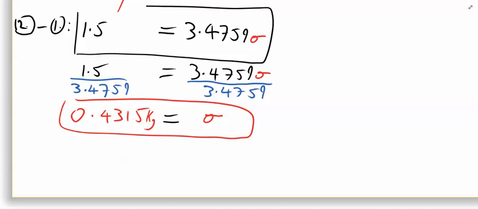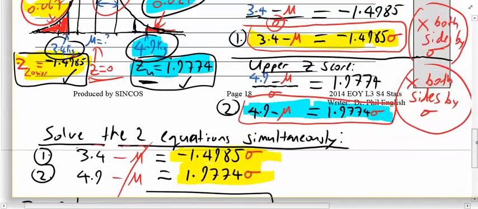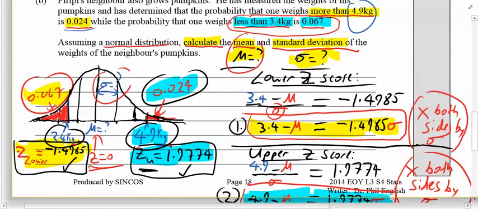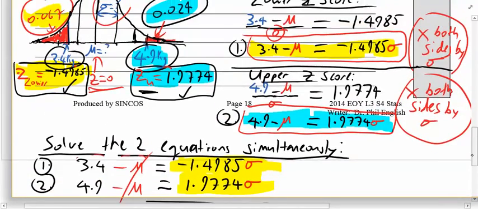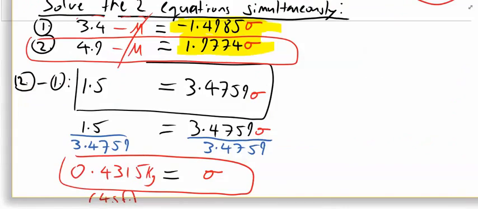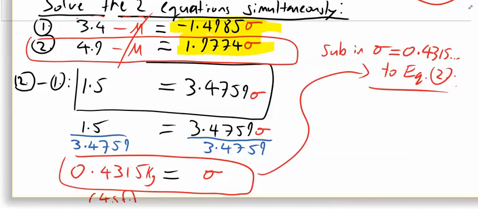So 0.4315 kg to 4 SF. But now I need to sub that number in to find the mean, don't I? Because one part of the question was to find the mean. What's the easiest equation to use, do you think? Well, I'm going to use equation 2 just because it doesn't have the negative value in it. Always go for the easiest one. So I'm going to substitute in 0.4315, etc., not rounded, into equation 2.